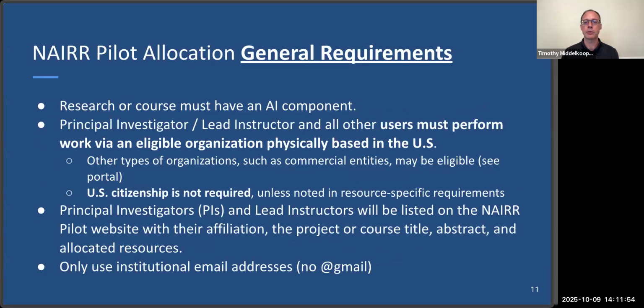Even though there are separate opportunities, all with their own requirements, there are a number of common ones. These include: all projects must have an AI component; the principal investigator or lead instructor and/or all other users or learners must be from an eligible organization physically based in the United States, though this does not necessarily mean that these individuals need to be U.S. citizens. Award details and abstracts will be published on the NAIRR Pilot website.